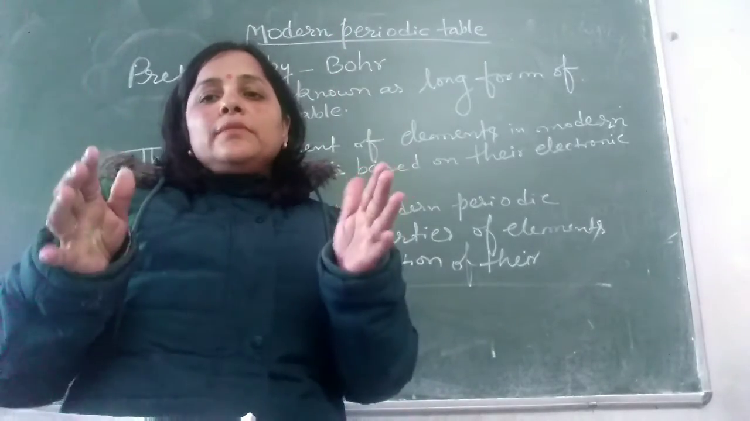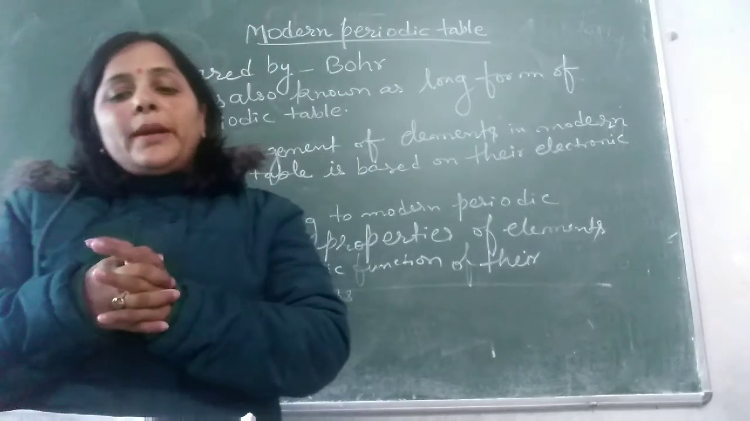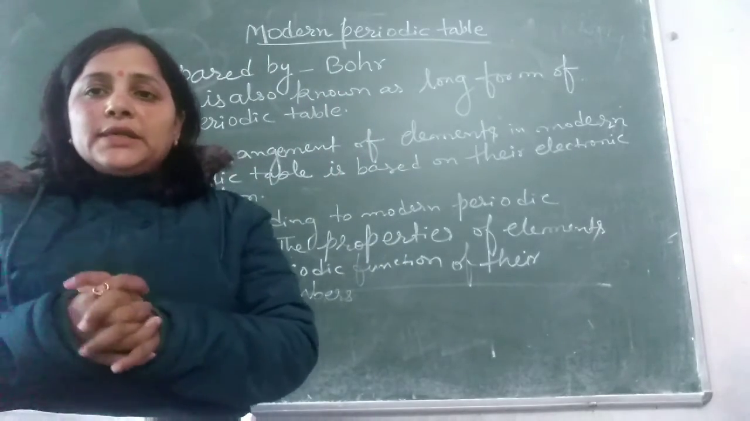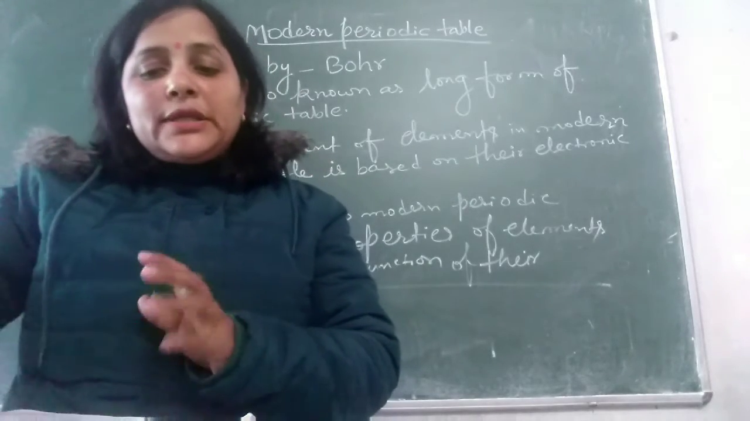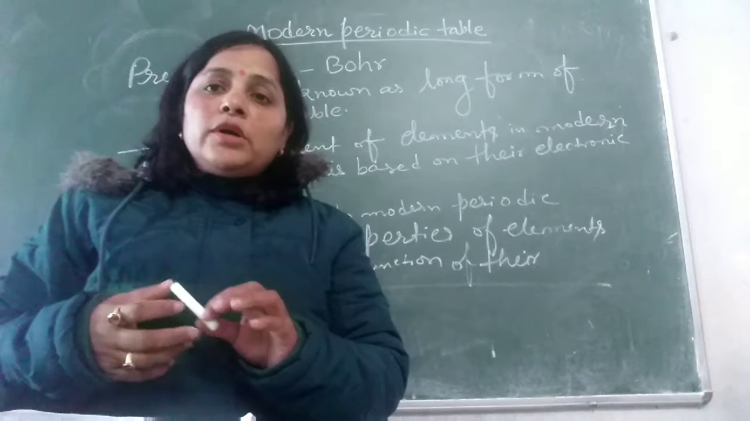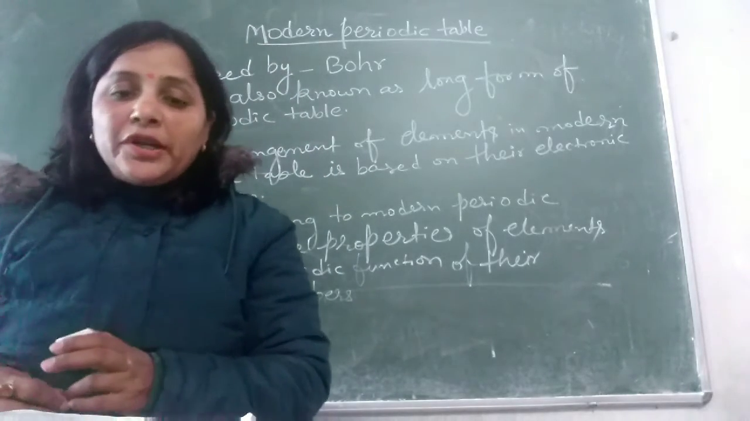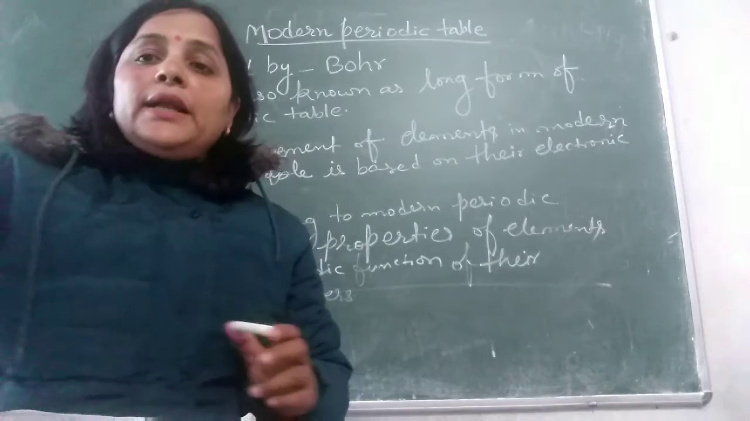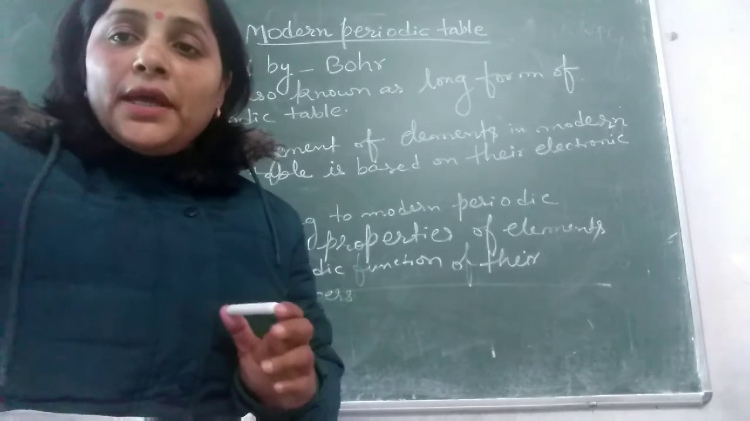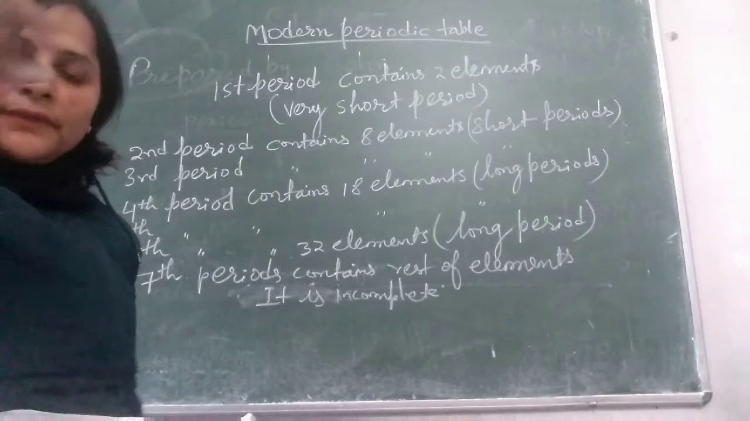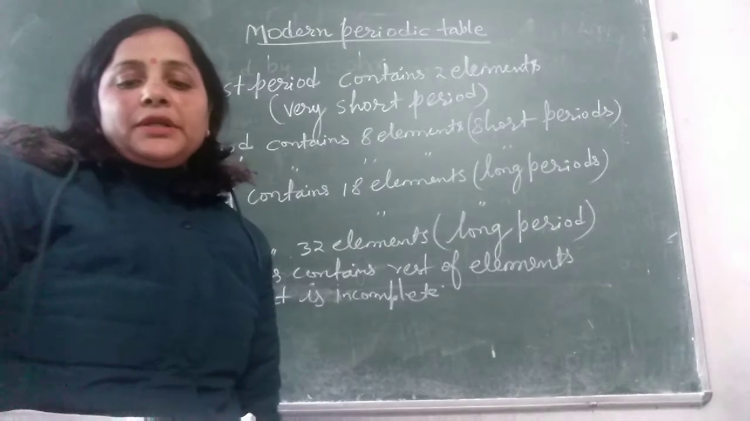The vertical columns are known as groups, and the horizontal rows of elements in the periodic table are called periods. There are a total of 7 periods in the long form of the periodic table. The elements in a period have consecutive atomic numbers.